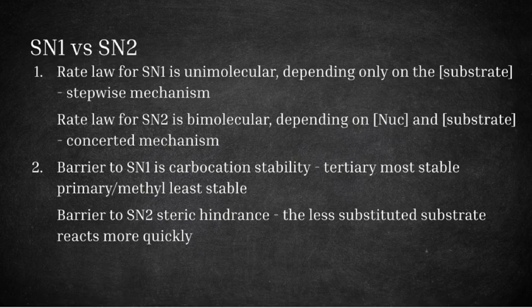The barrier for SN1 reactions is carbocation stability. Tertiary substrates have lower energy barriers because they stabilize the carbocation better through inductive effects, while primary and methyl substrates are much less favorable. In contrast, the barrier for SN2 reactions is steric hindrance. The more substituted the substrate, the harder it is for the nucleophile to access the carbon's orbitals. Thus, methyl and primary substrates react faster than tertiary substrates in SN2 reactions.